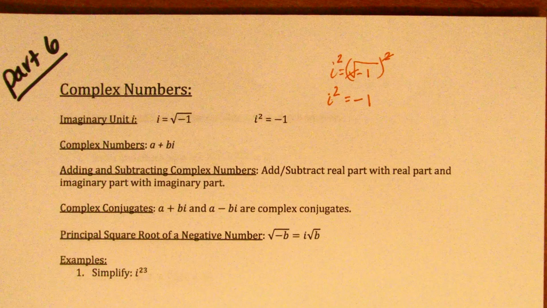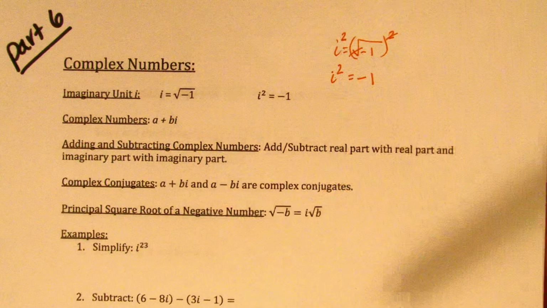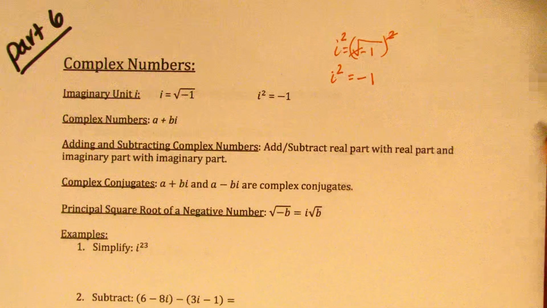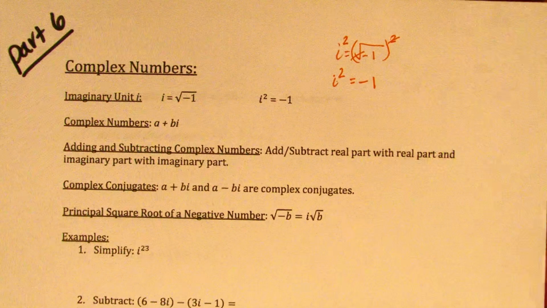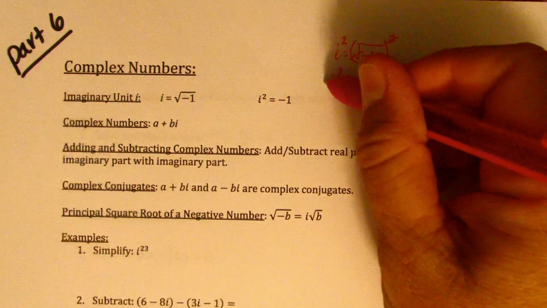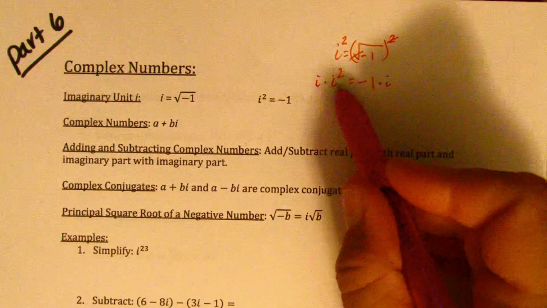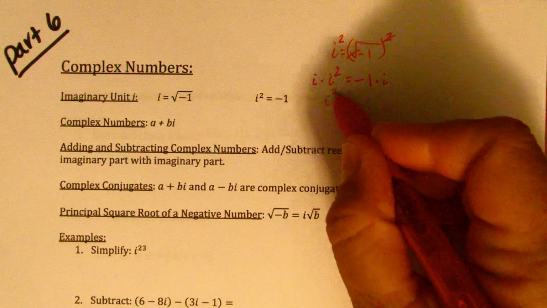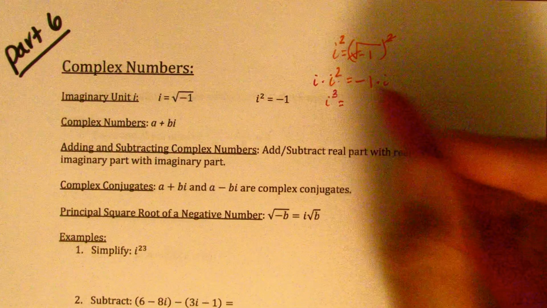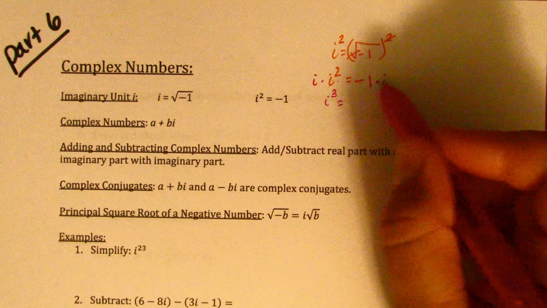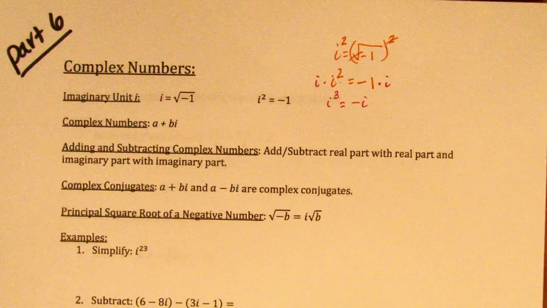There's also something that we will see in our first example, working with imaginary numbers: they rotate through a cycle as we raise them to higher powers. So if I have i squared and I multiply both sides by i, this becomes i cubed, because i times i squared is i cubed. And then this becomes equal to -1 times i, which is -i. So i cubed is equal to -i.